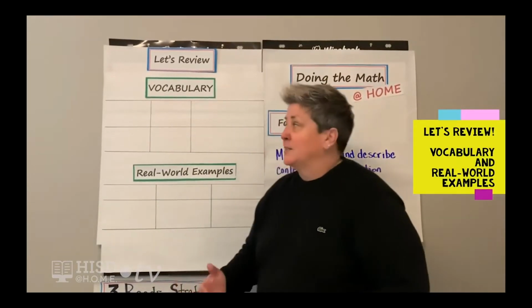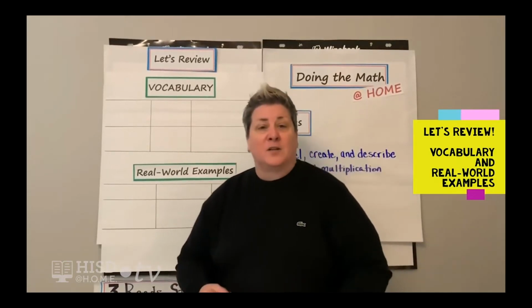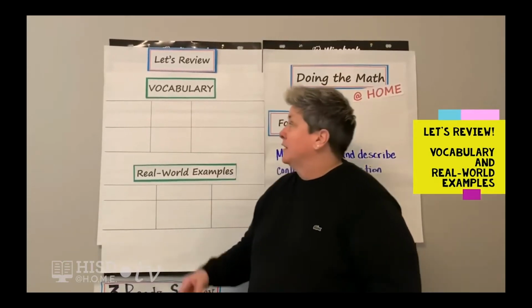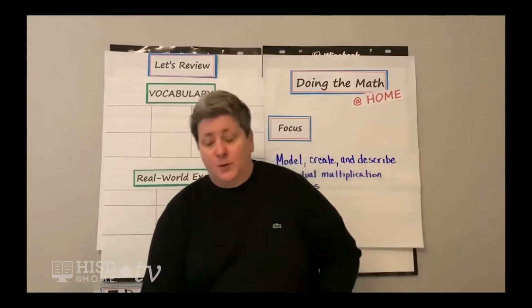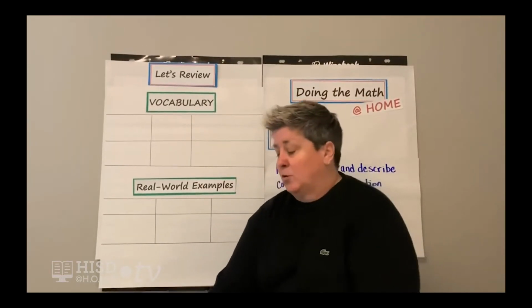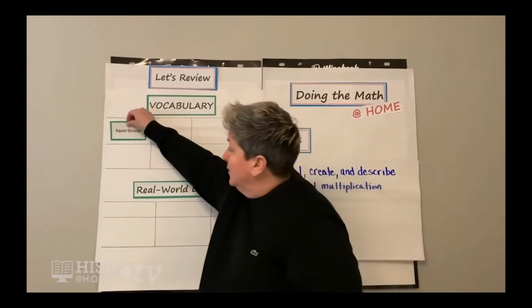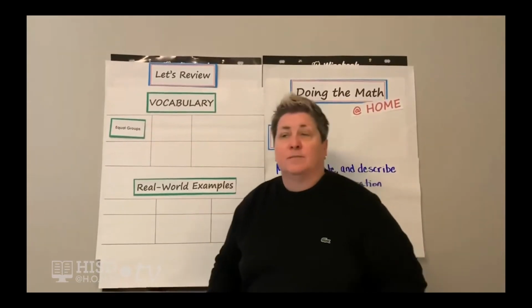One of the things that we need to make sure that we really understand as we review is our academic language that we'll be using through our unit. So we're going to go ahead and start with our vocabulary words. The first vocabulary word that we're going to look at is equal groups. So what does it mean to have equal groups?